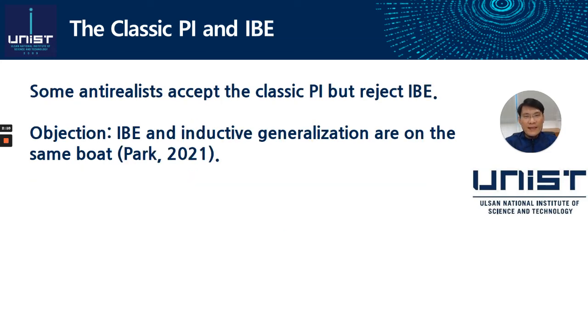Some pessimists accept the classic pessimistic induction, but reject inference to the best explanation. In my view, however, it is arbitrary for them to do so. After all, the classic pessimistic induction instantiates the rule of inference called inductive generalization. Both inference to the best explanation and inductive generalization are inductive inferences. Justification is required for accepting inductive generalization but rejecting inference to the best explanation.